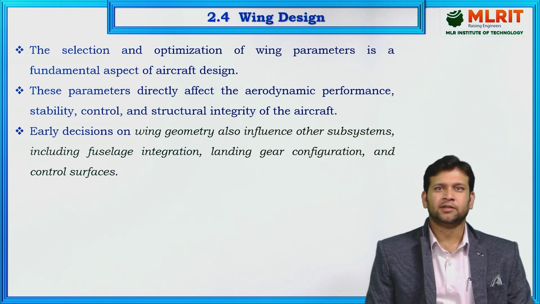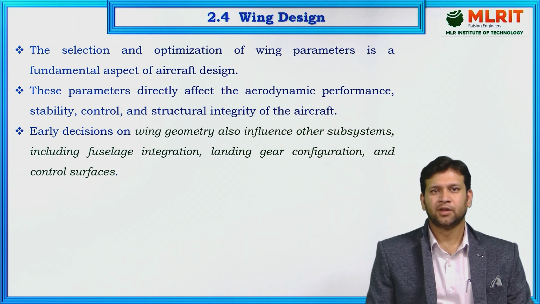The selection and optimization of wing parameters is a fundamental aspect of aircraft design. These parameters directly affect the aerodynamic performance, stability, control and structural integrity of the aircraft. Early decisions on wing geometry also influence other subsystems including fuselage integration, landing gear configuration, and control surfaces.